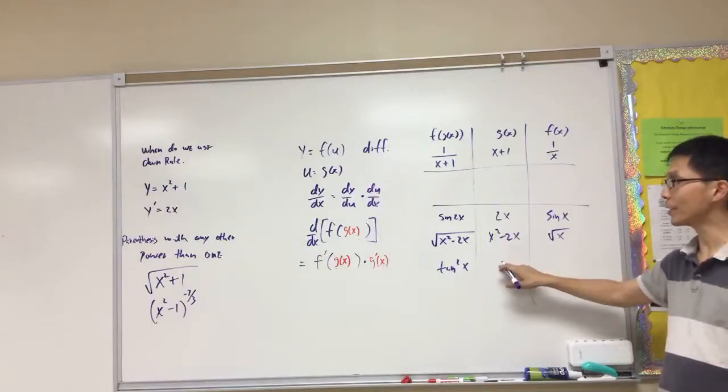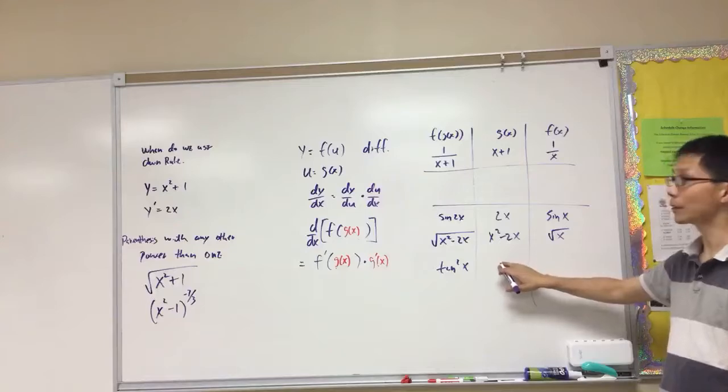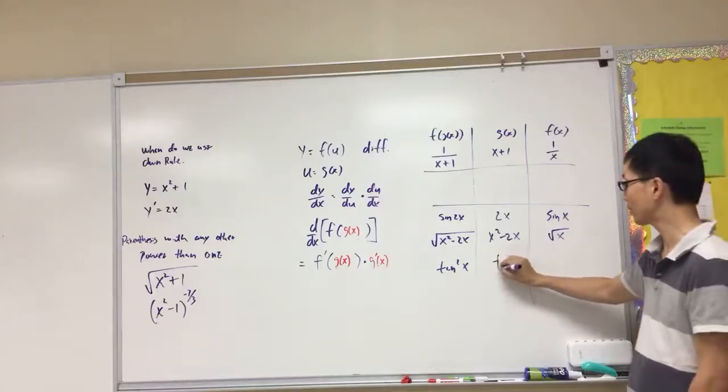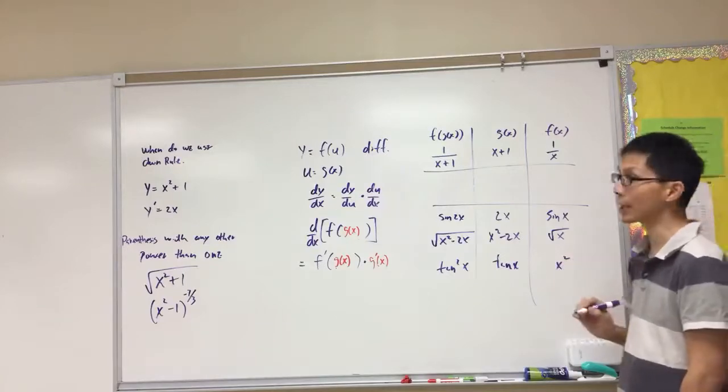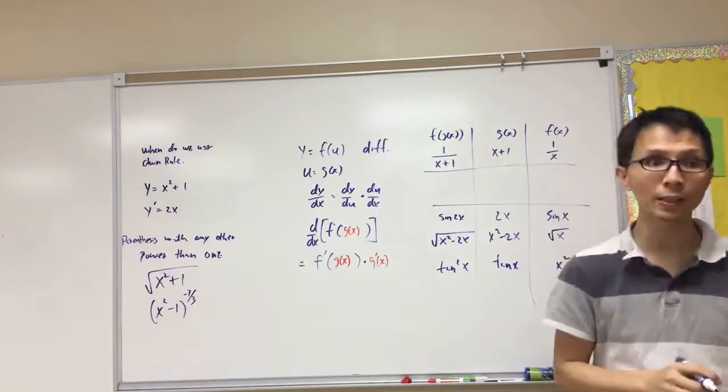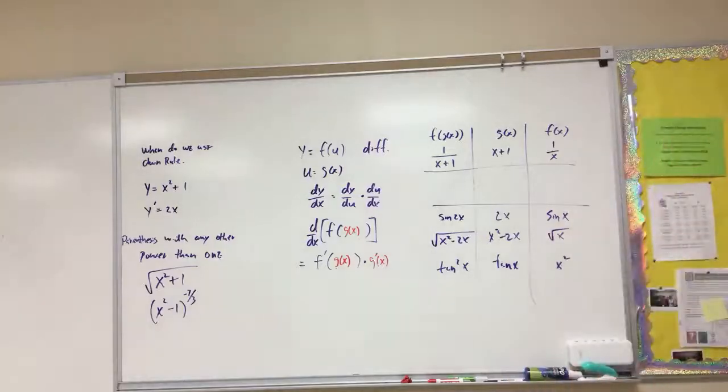So tan squared of x here. What will be the function g of x? tan x. Good. And what will this one be? x squared. Perfect. Now you guys understand the composite function. At least you know how to decompose a function.